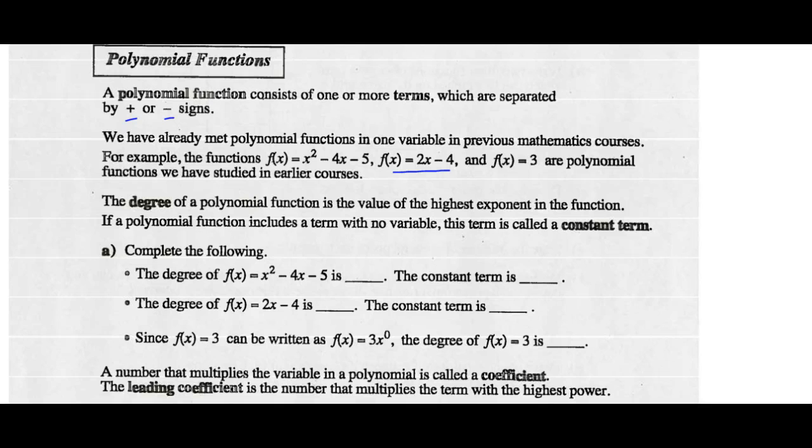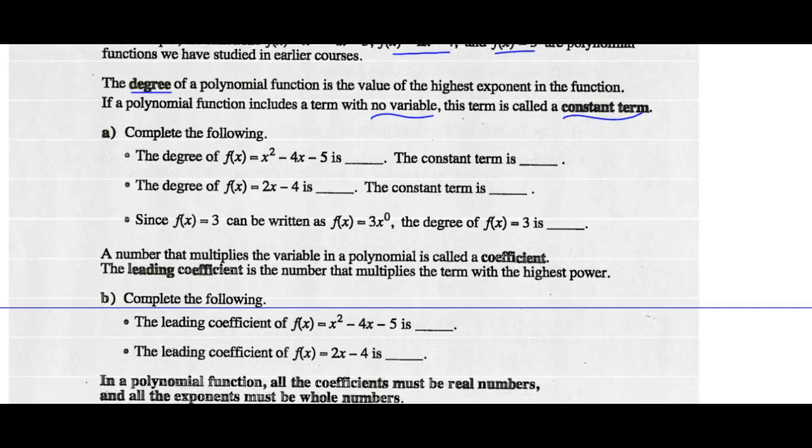F at x equals 2x minus 4 is a linear function. F at x equals 3 is a constant function. It's also a line. The degree of a polynomial function is the value of the highest exponent in that function. If a polynomial function includes a term with no variable, this term is called our constant term. So a constant term has no variable. Let's review that. You learned that in grade 10.